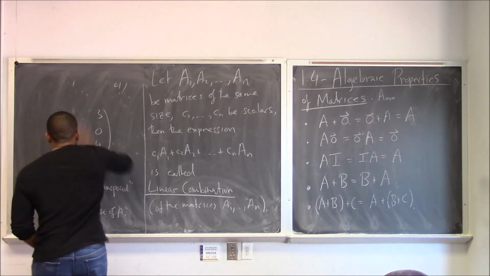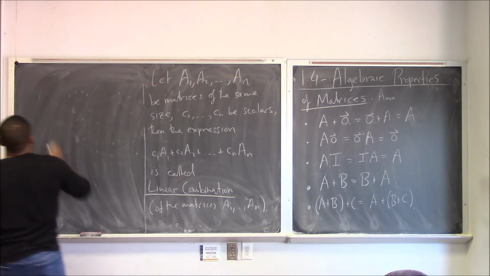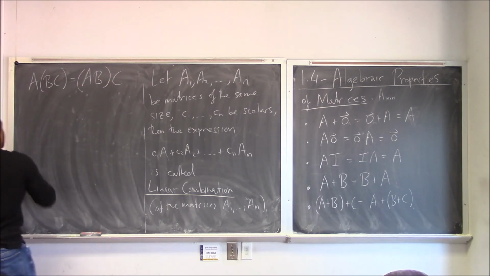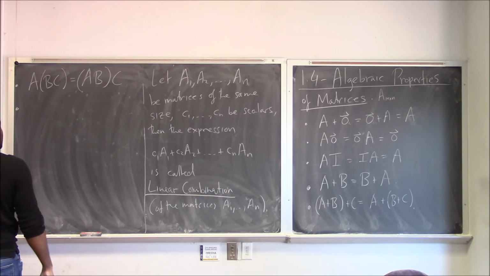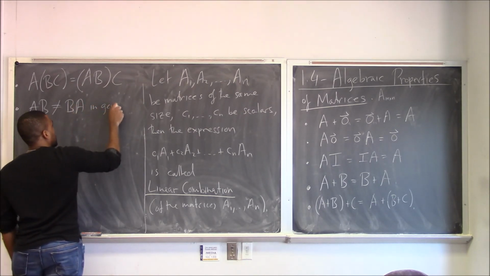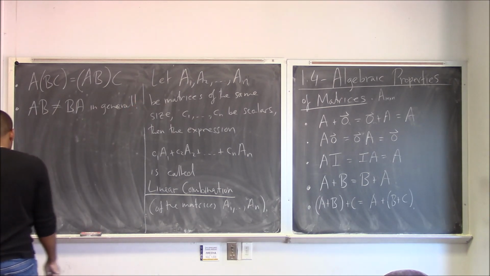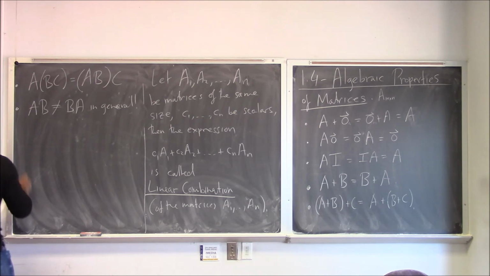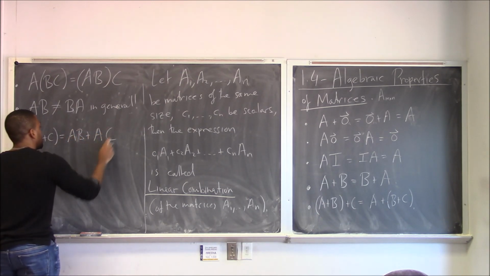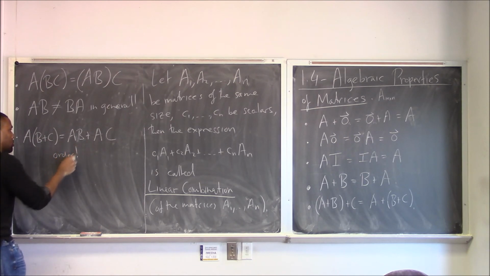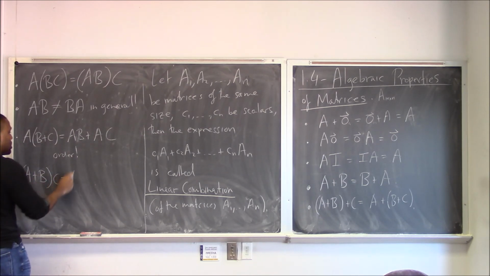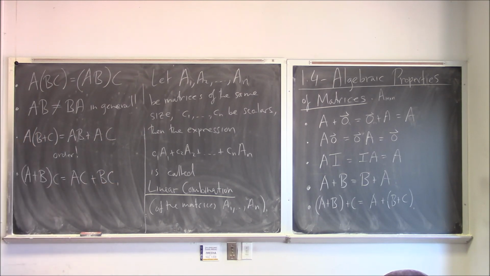That also works with multiplication, by the way. If you have A times BC, it's the same as AB, and then multiplying that result by C. That's another property you can take. No, AB is not equal to BA in general, just for re-emphasis. We do have distributive properties. If I have A times B plus C, this is the same as AB plus AC. Order matters. If I have A plus B times C, this is AC plus BC. So we have distributive laws on matrices.